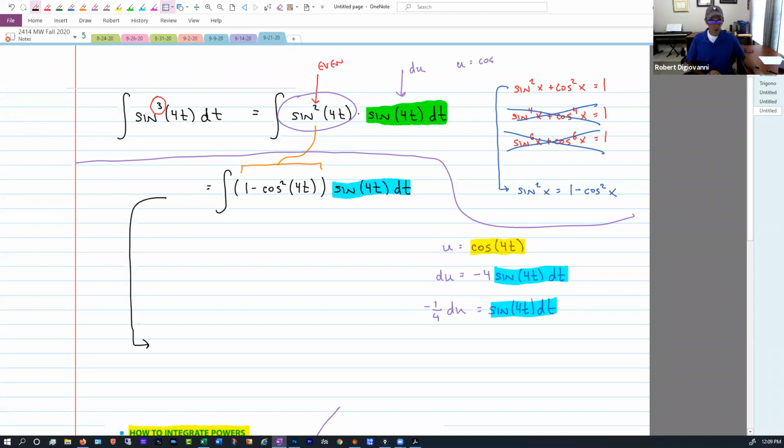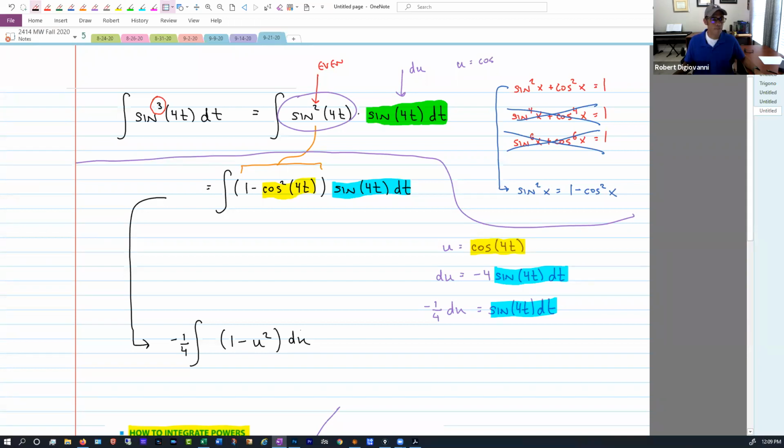Any volunteers to tell me what the new integral is going to be? 1 minus u squared times du. Okay, so integral of 1 minus u squared. That's just replacing that cosine 4t with u, but not forgetting that it's squared. And then the blue part, the sine 4t dt, gets replaced with negative 1/4 du, right? I'm going to pop that negative 1/4 out here and put the du here.